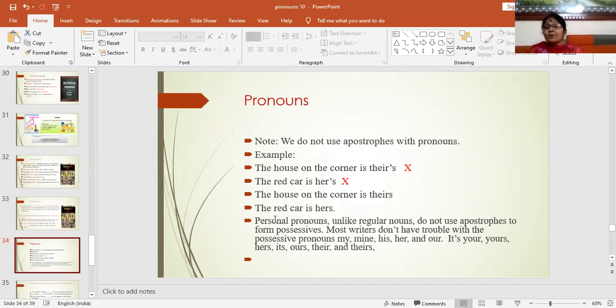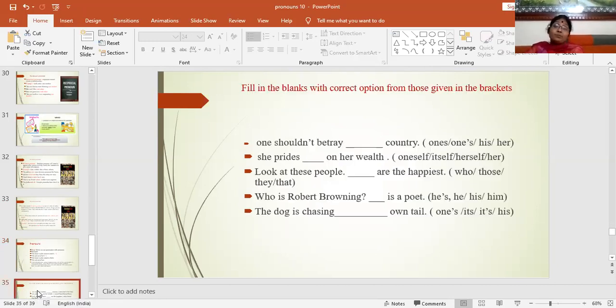So personal pronouns, unlike regular nouns, do not use apostrophes to form the possessive, right? Even regular nouns do not use. So most writers don't have trouble with the possessive pronouns my, mine, his, her, and ours, right? Yours, hers, its, ours. This is how we use our possessive pronouns without an apostrophe. In rare cases, we use an apostrophe.